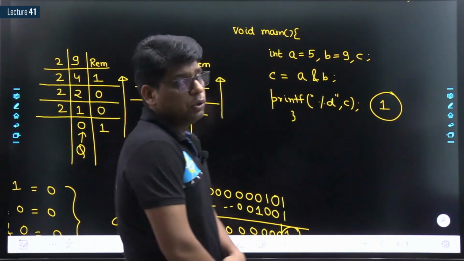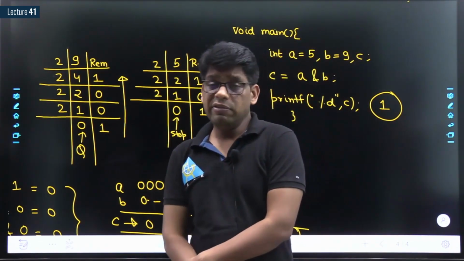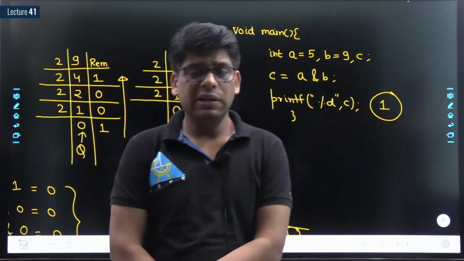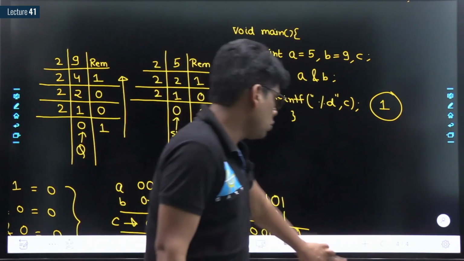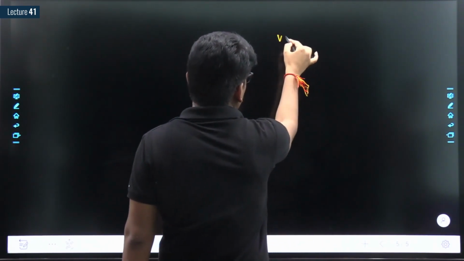Sir, the output of bitwise AND is 1 only if both the bits are 1. Otherwise, the output will be 0. Sir, let us solve a bigger question so that we will get some confidence. Okay.